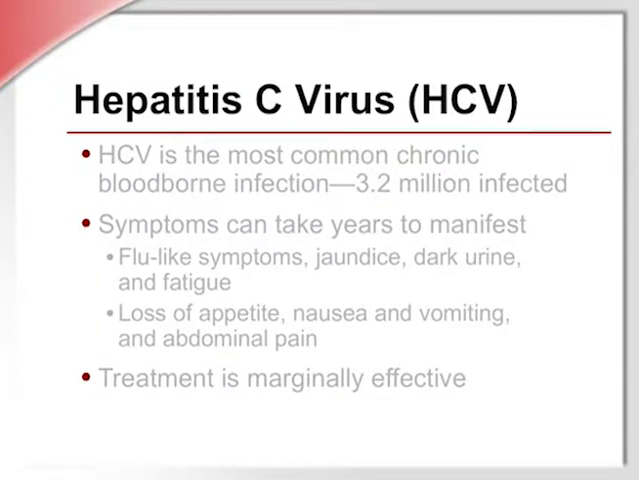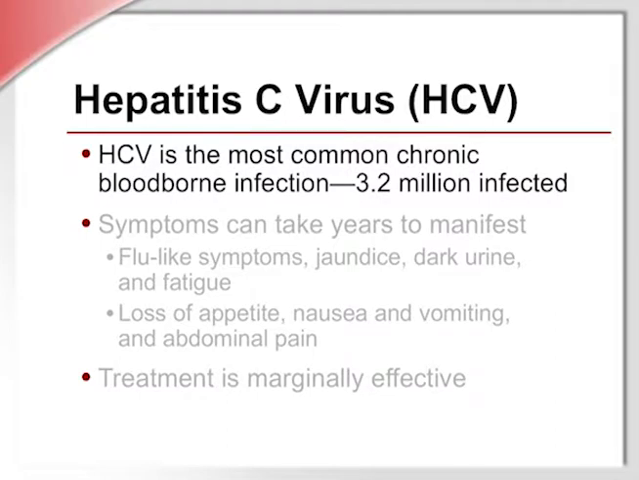And here's some important information about the hepatitis C or HCV virus. HCV is the most common chronic bloodborne infection, with about 3.2 million Americans infected. Like hepatitis B, hepatitis C can lead to chronic liver disease, liver cancer, and death. Symptoms can take years to manifest, so persons who are chronically infected may not be aware of it. Chronic liver disease appears in 75% to 85% of those who are infected.